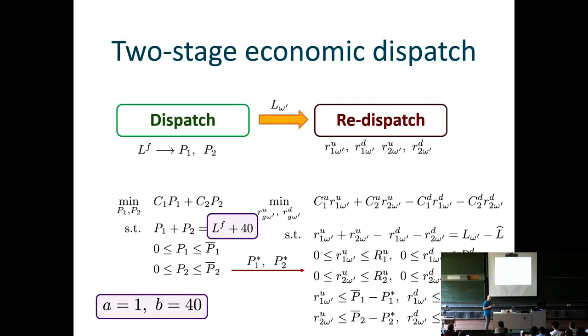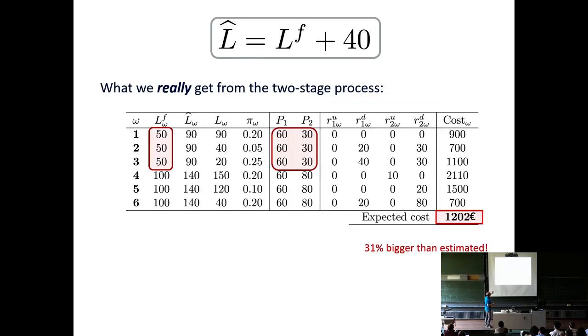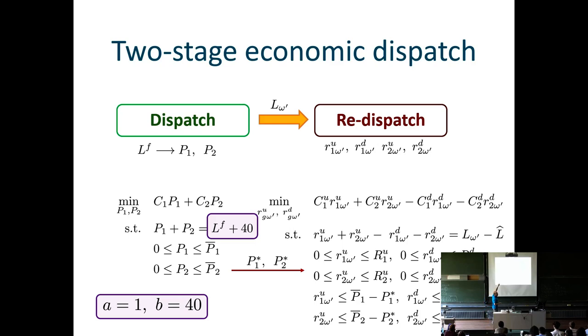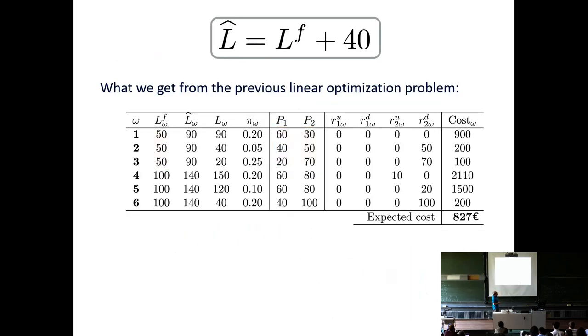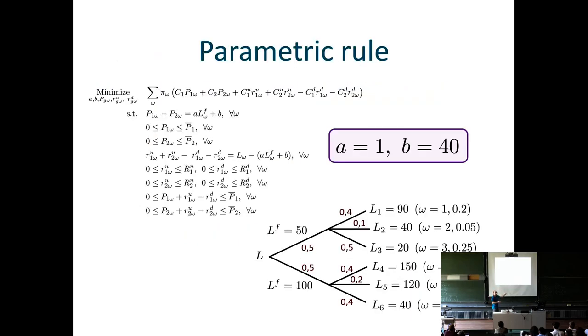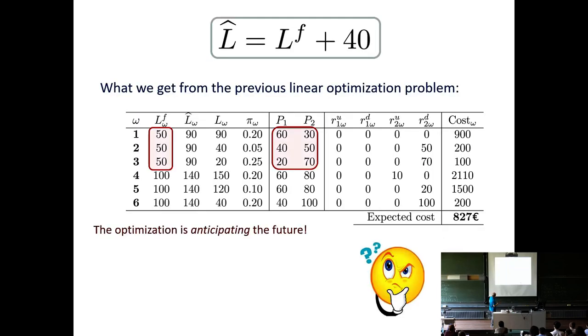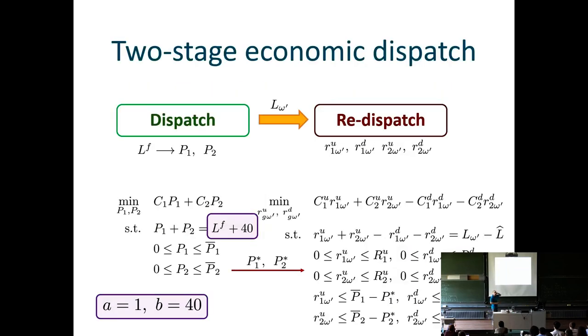So let's see why that is bad. What I'm going to do now is to take the decision rule, the parametric rule, computed by this problem, which is 140, and I'm going to use it in practice. So now it's nature evaluating my rule, as if I were applying that rule in practice. How do I implement that? I take the rule. Every time that I get a forecast, I add 40, and the decision of this optimization problem is flagged in the real-time dispatch.